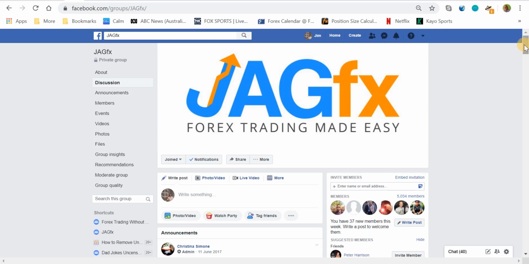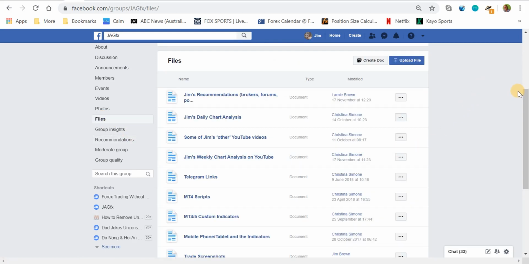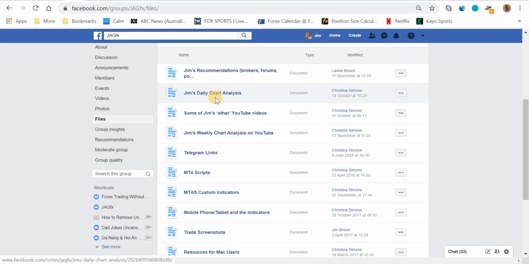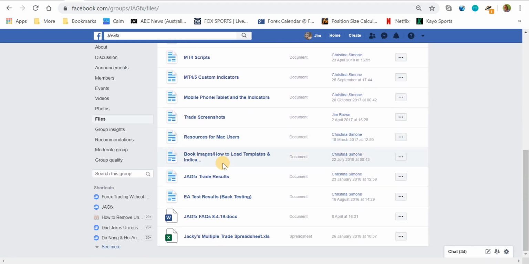Now, when you come in here, I strongly suggest you go to the top announcement pinned post from Christina. It tells you where stuff is in here. If you read this, you can then click over to the files here. I'm not sure where it is on a handheld device, but on my laptop here, this gives you a lot of information: recommendations, daily chart analysis, YouTube videos, Telegram links, scripts, custom indicators, trade screenshots. Every trade I take in the group, I post in a shared folder, and trade results.